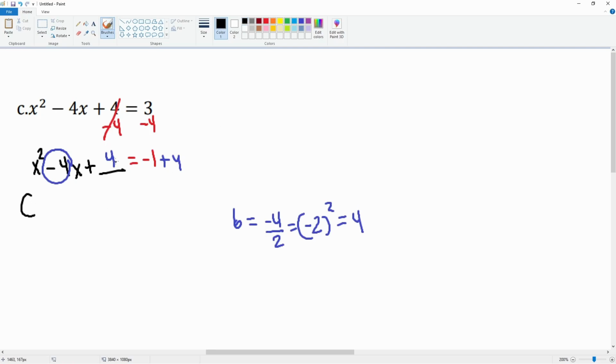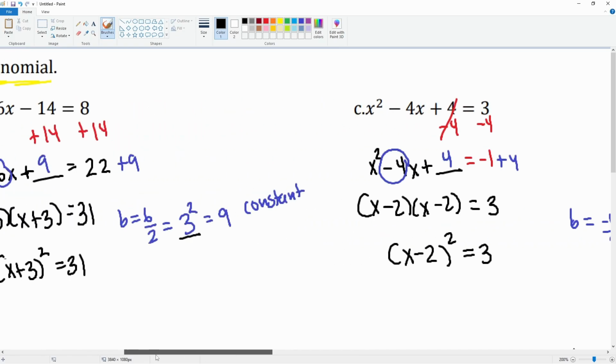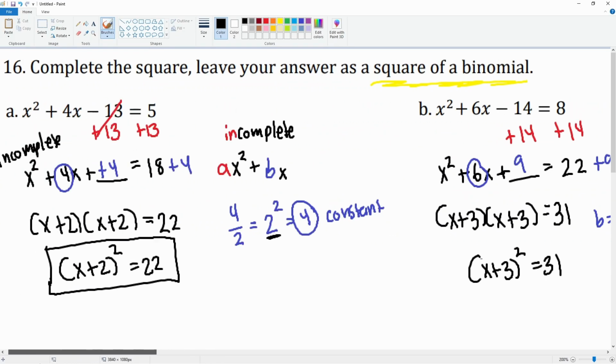What two numbers multiply to make 4 and add up to negative 4? We know that it's this value here of negative 2. So it is x minus 2 and x minus 2, is equal to a 3. But we want to write it as a square binomial, so it is just x minus 2 squared is equal to 3. So there you go. We completed the square and left it as a square binomial.